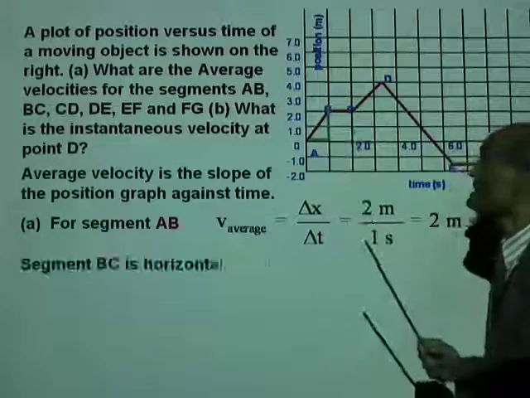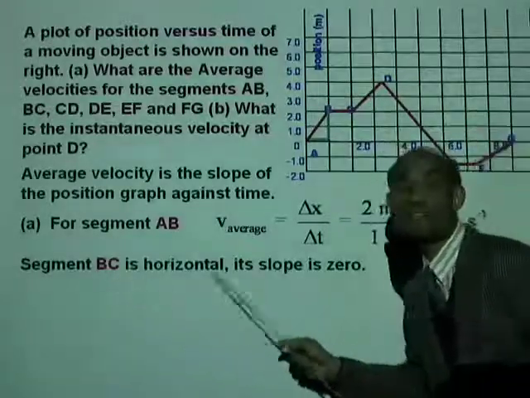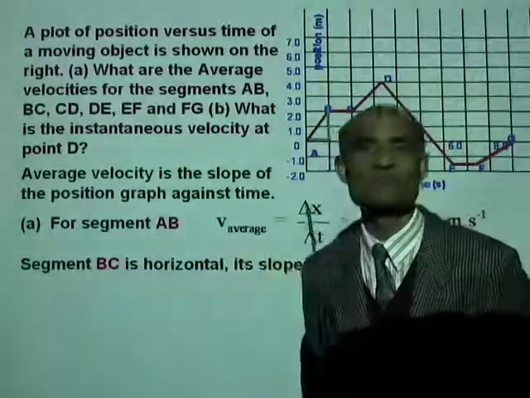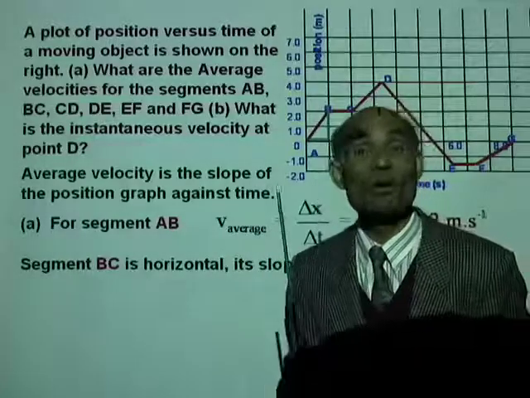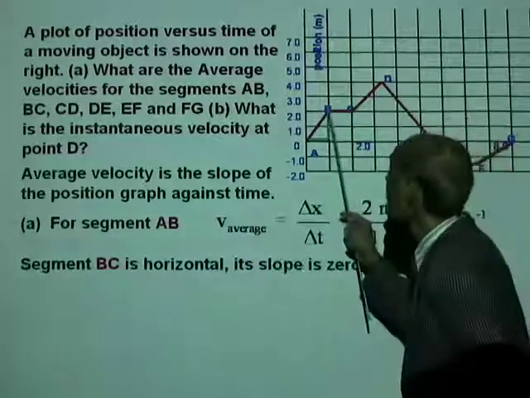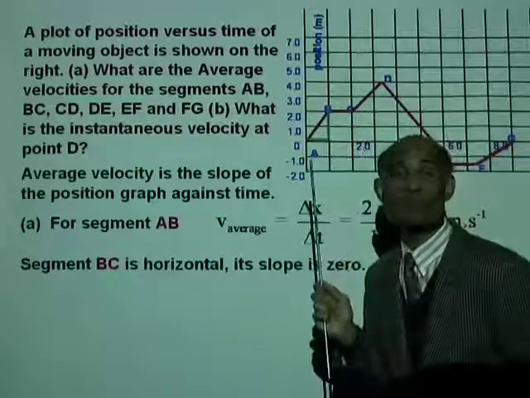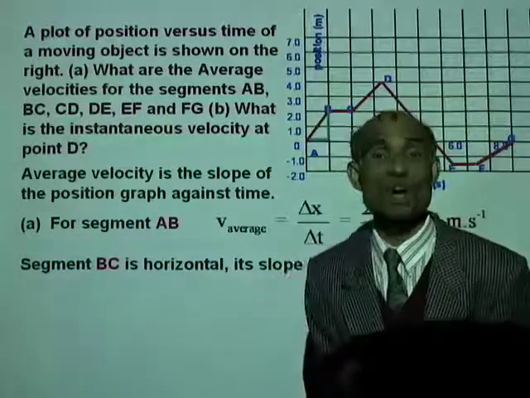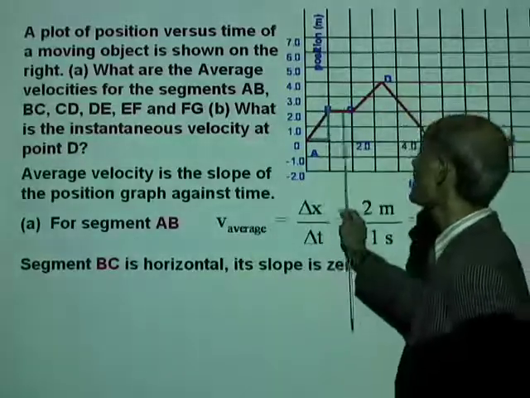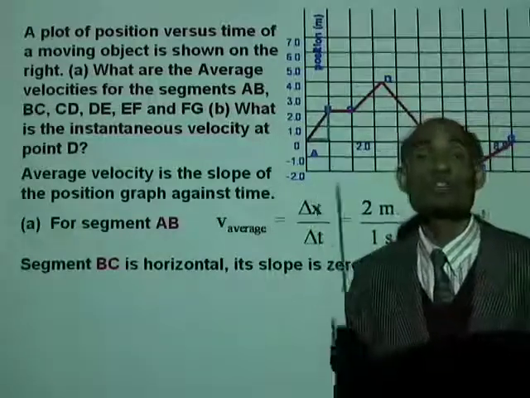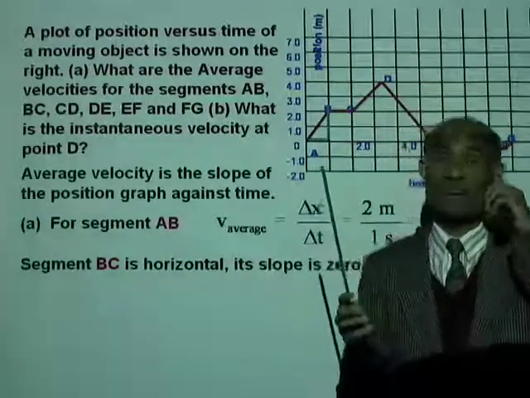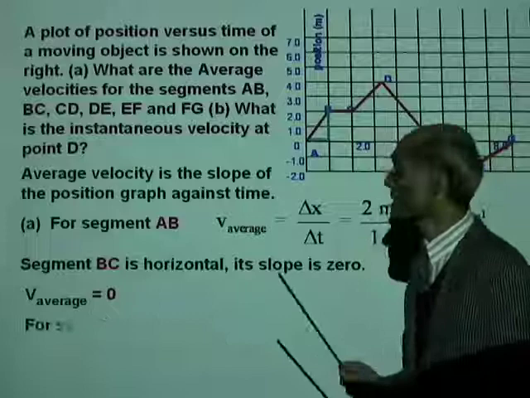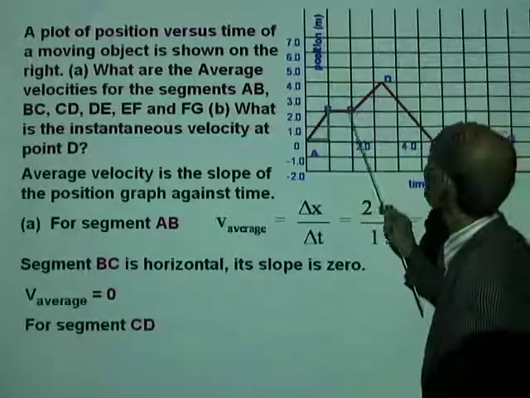How about segment BC? Segment BC is horizontal. Tell me, what is the slope of a horizontal line? It is 0. What does that mean? It means during this time that object is at rest. In fact, if that object is a person, he got into McDonald's for a coffee during that time, he is resting. There is no velocity, there is no change in position during that time. Therefore, the average velocity is 0. There you are. How about for segment CD?